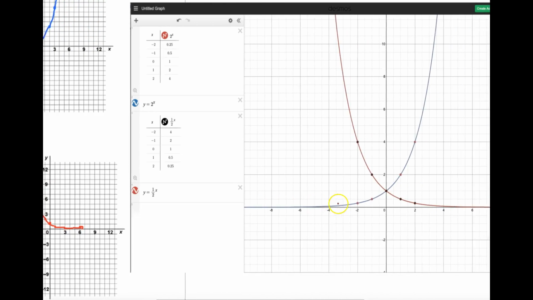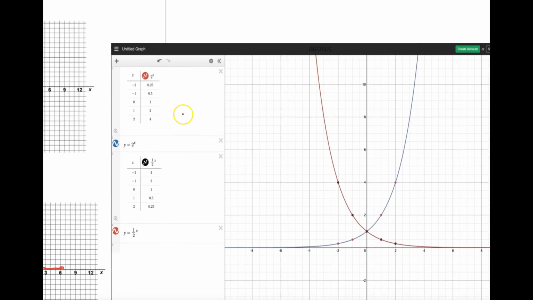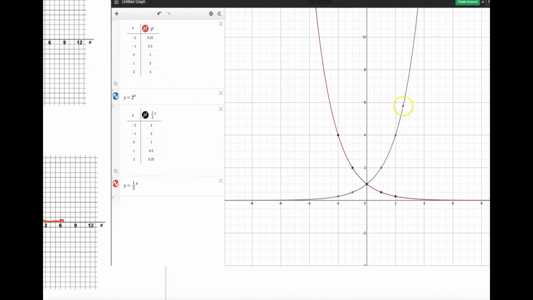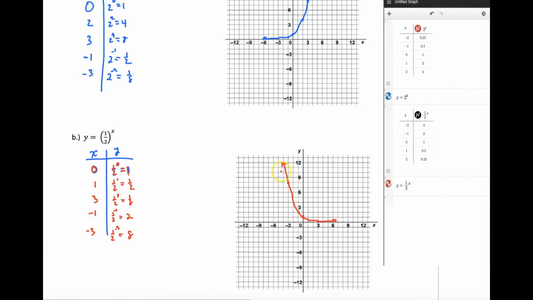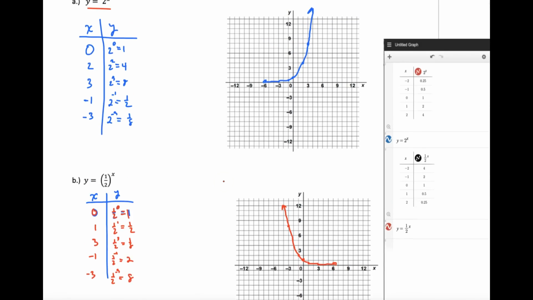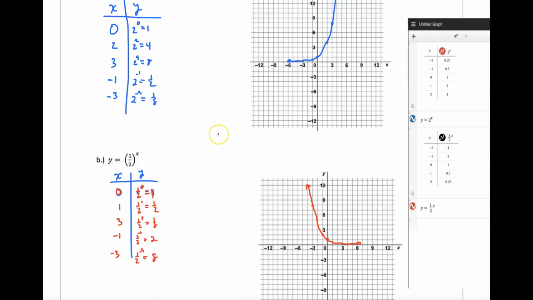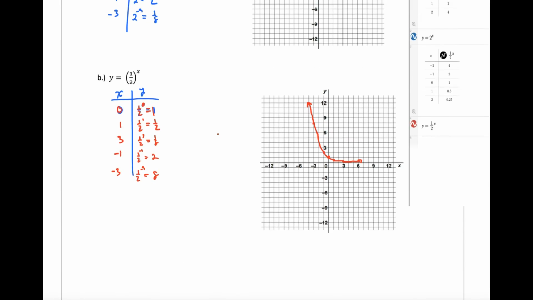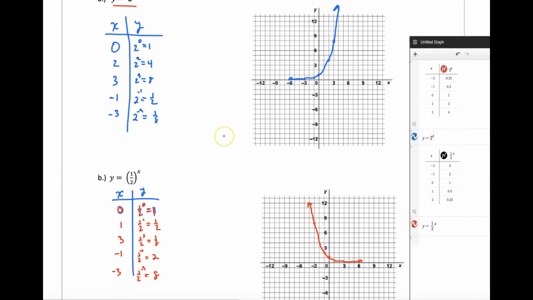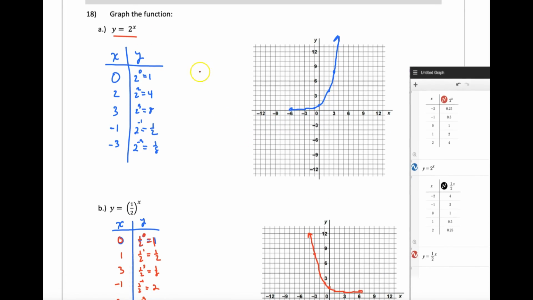If you want to do that in Desmos, you can also create a table, get the equations. You can see they have a very similar shape, but one is increasing and one is decreasing, which would be the decay or the growth rate. So I want to make sure you're familiar with those terms as we talk about exponential functions.